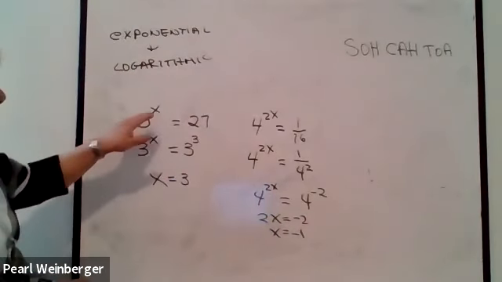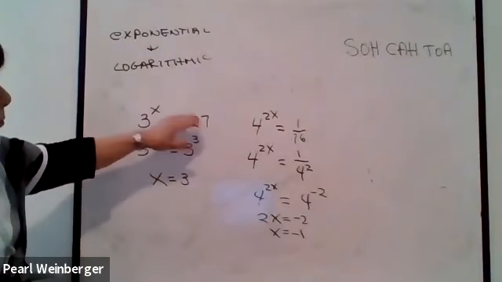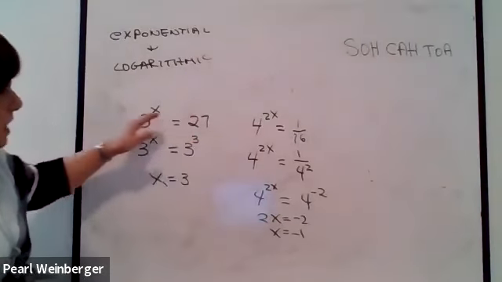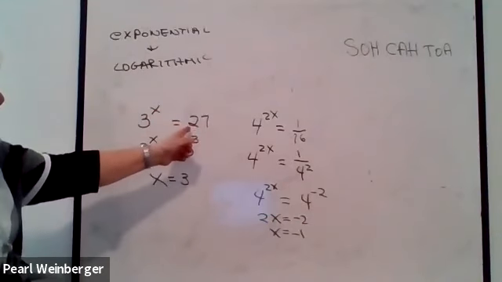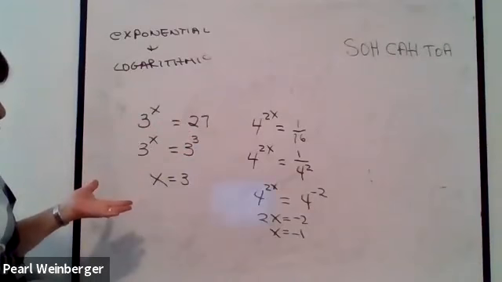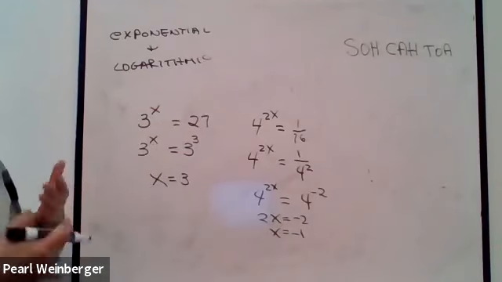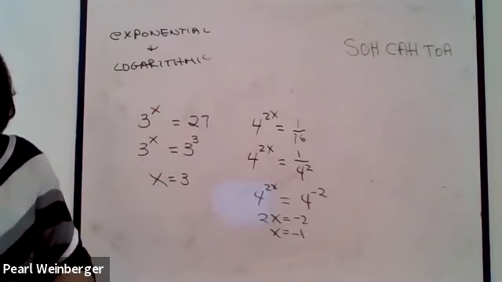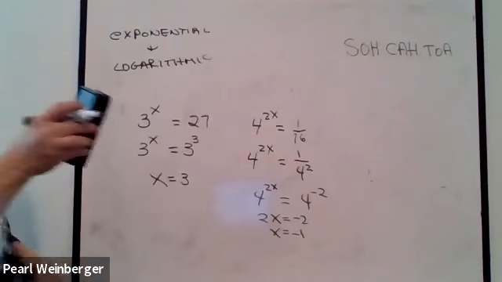Again, this all depends on being able to have both sides in the same base. If this would have been 30 instead of 27, I wouldn't have been able to do it because 30 can't be written in base 3.